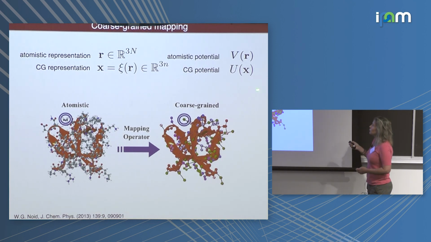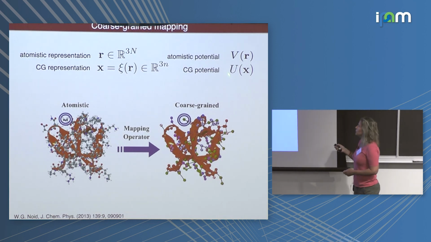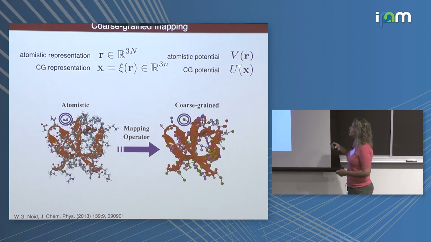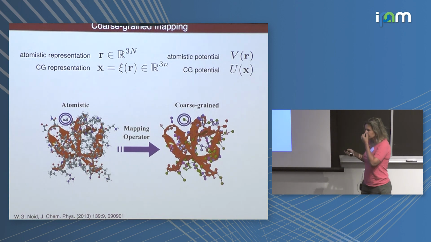Because usually people take this CG potential in the same functional form as the atomistic potential, just changing the parameters, and I'll show you later that this doesn't work. We need to change the functional form, and we are using machine learning for that. But I would be happy to discuss this further.